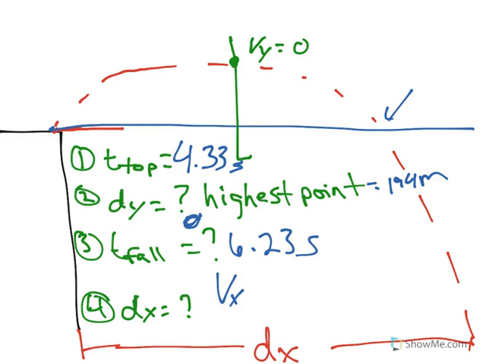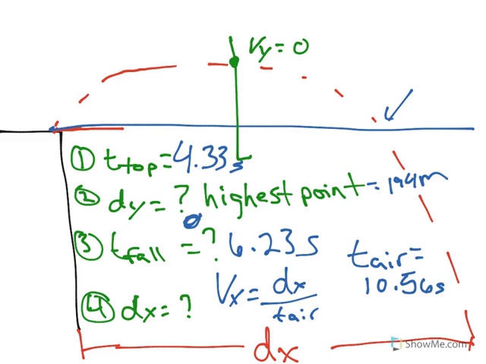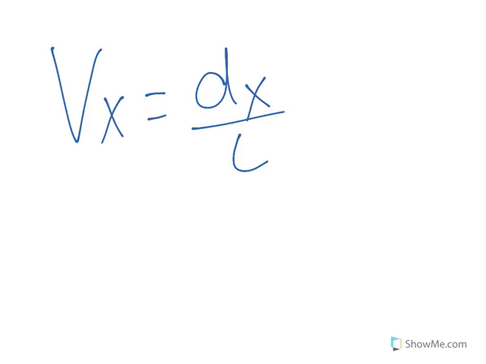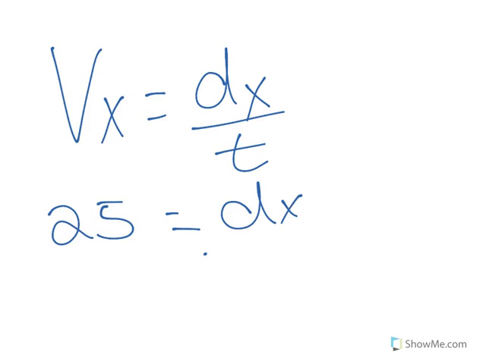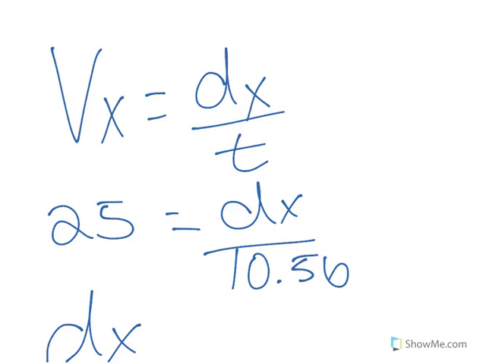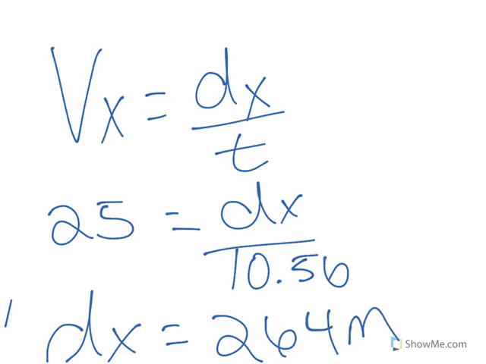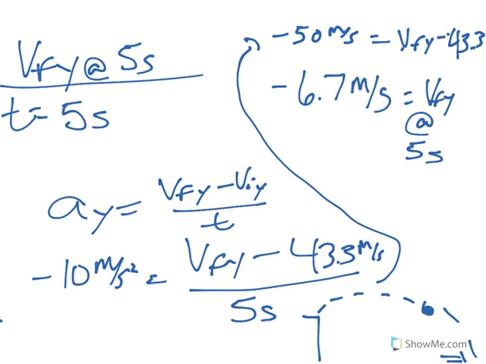So vx equals dx divided by the total time in the air. So we need to add these two numbers together to get the time in the air. Time in the air equals 4.33 plus 6.23, and we should get 10.56. That's how long it was in the air for, 10.56 seconds. So we'll come over here and say Vx equals dx divided by t. Vx was 25, dx is unknown, time is 10.56 seconds. Dx then equals 25 times 10.56, and so we should get 264 meters is the distance that it would land from the start.